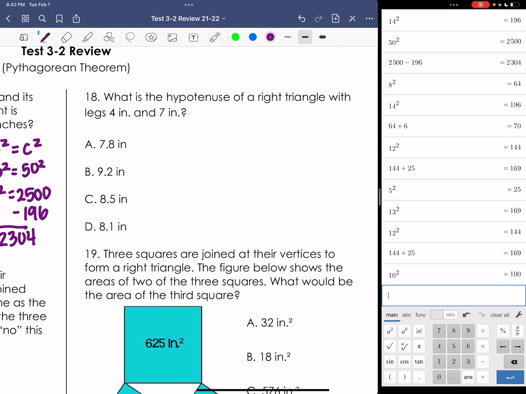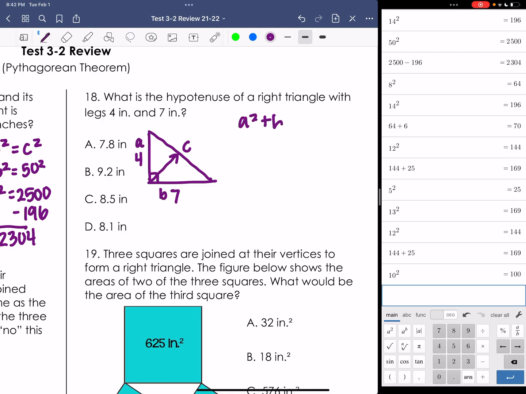Next, let's look at 18. Number 18 says, what is the hypotenuse of a right triangle with legs that are 4 inches and 7 inches? So you should go ahead and draw yourself a right triangle. I'm going to label the legs as 4 and 7. I'm going to identify my 90-degree angle and draw my arrow to C. So 4 will be A, 7 will be B.